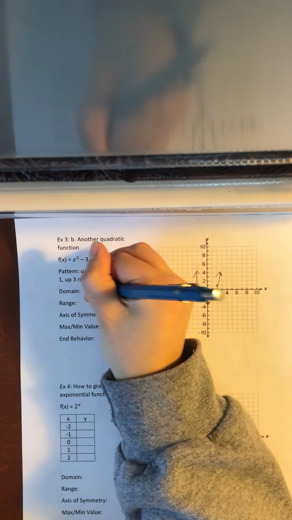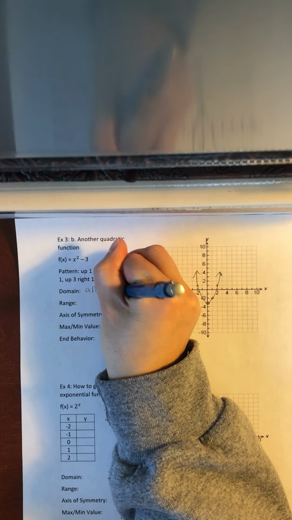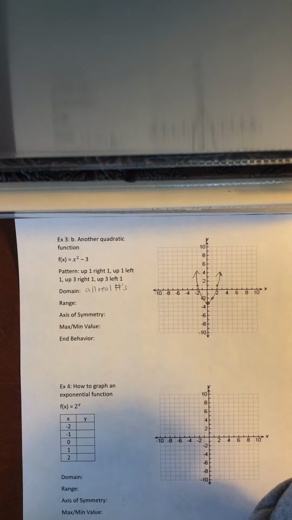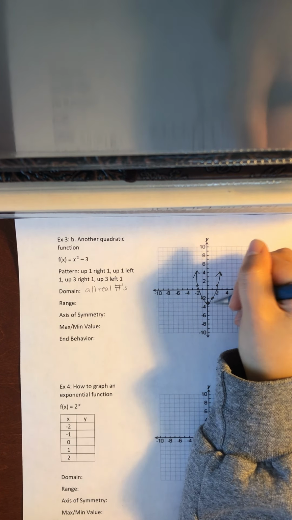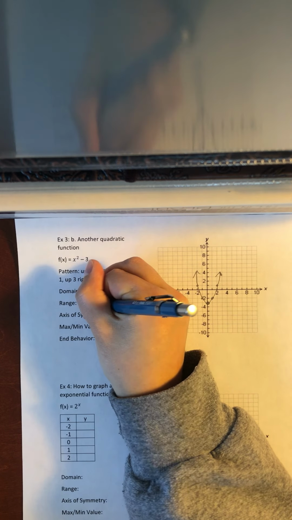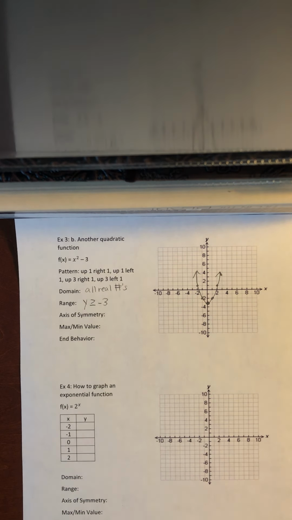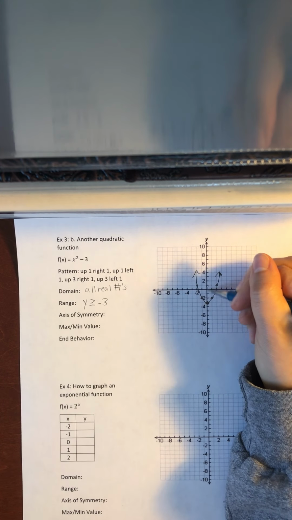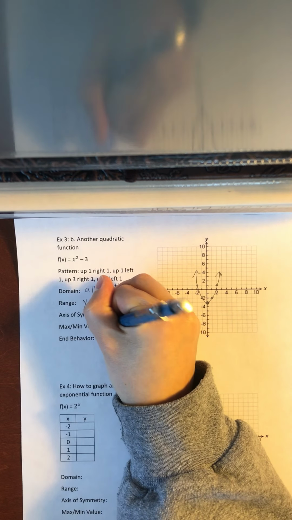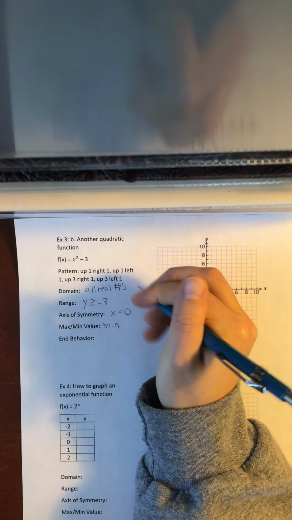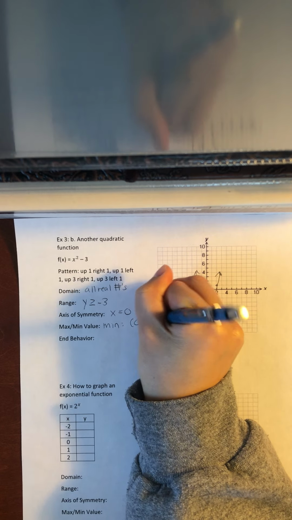Your domain, all real numbers again. Your range, your lowest y value is -3, and then it's up from there, so y is greater than or equal to -3. Your axis of symmetry is still x equals 0. You have a minimum value for this at 0, -3.